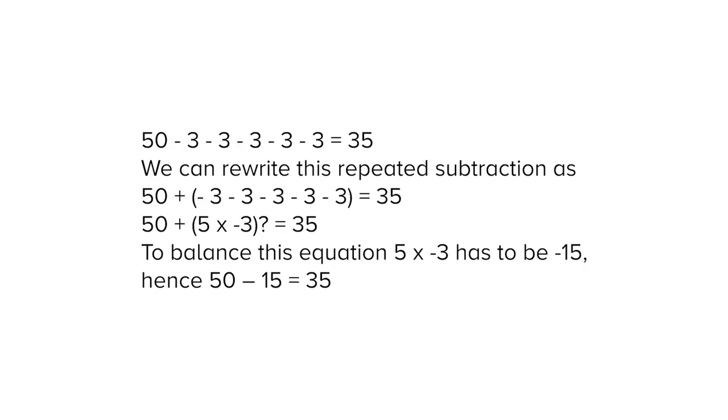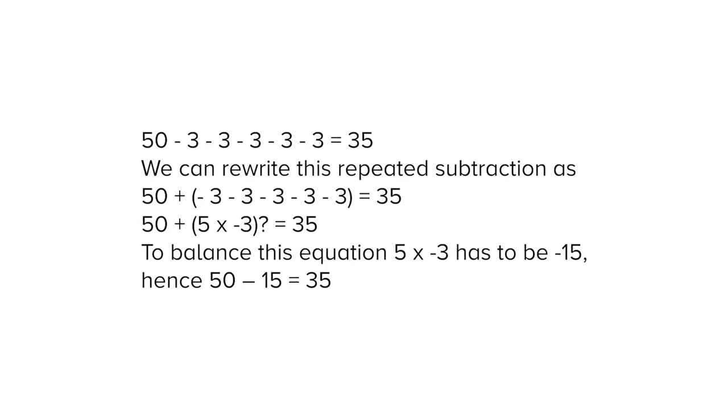Shanti Prasad, let us say, has 50 copper coins and he gives away 3 copper coins to each of his 5 children. To know how many copper coins would remain with him after he distributes 3 copper coins to each of his 5 children, we have to subtract 3, 5 times from 50. That is 50 minus 3 minus 3 minus 3 minus 3 minus 3. Of course, this will give us 35.